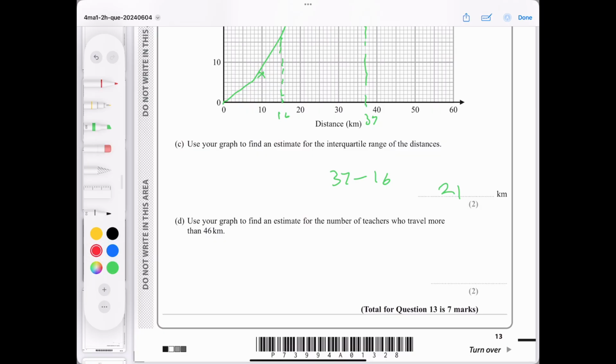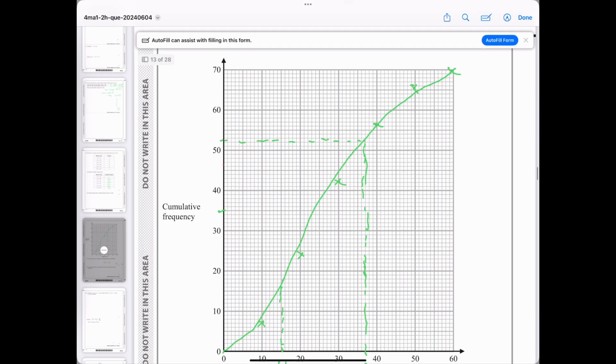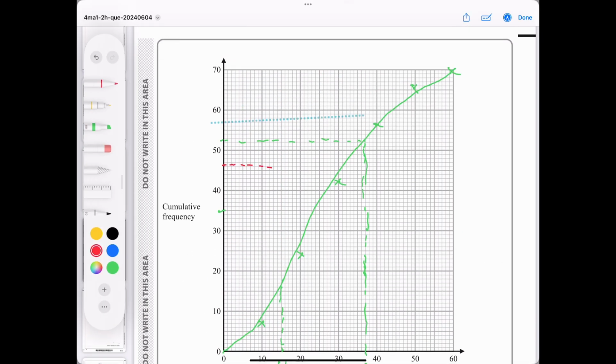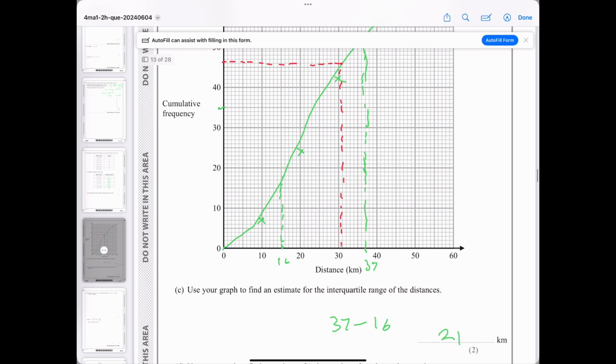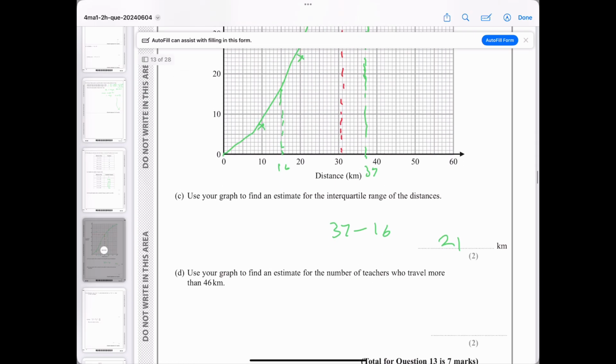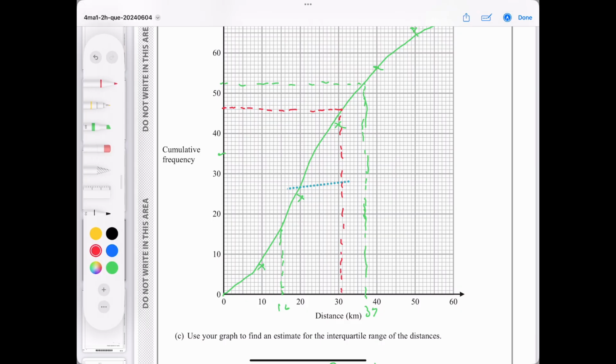Then use your graph to estimate the number of teachers who travel more than 46 kilometres. So 46 is here. So it's going to be more than 25%. And let's go down there. So that means, are we doing a percentage? Oh, it's just the number of teachers. Oh no, I just made a mistake. Right, hang on. Let's just go this way. Wrong. That was the teachers. So we're going to find 46. 46 is here.